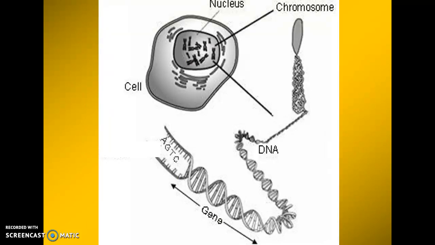This is an image that shows inside the cell, you can see the nucleus. And inside the nucleus, you have these rod-shaped structures called chromosomes. And the chromosome can be unwound to show that it contains DNA. And a section of the DNA is a gene. Genes give us our traits. So if you have the trait, for example, of eye color, your gene for eye color will be contained in DNA on a chromosome inside the nucleus of a cell.